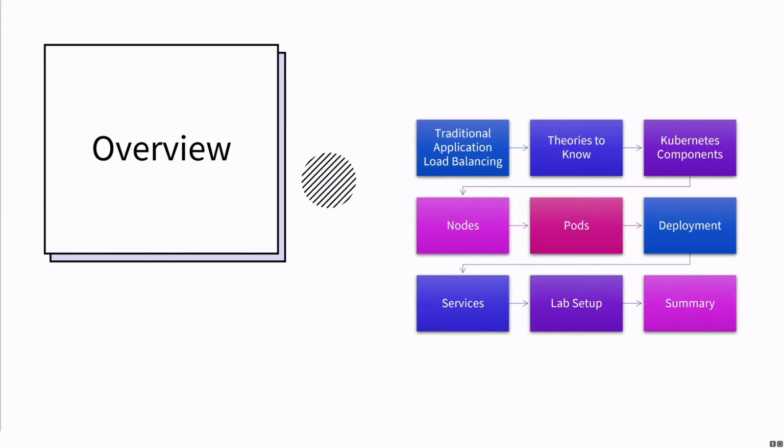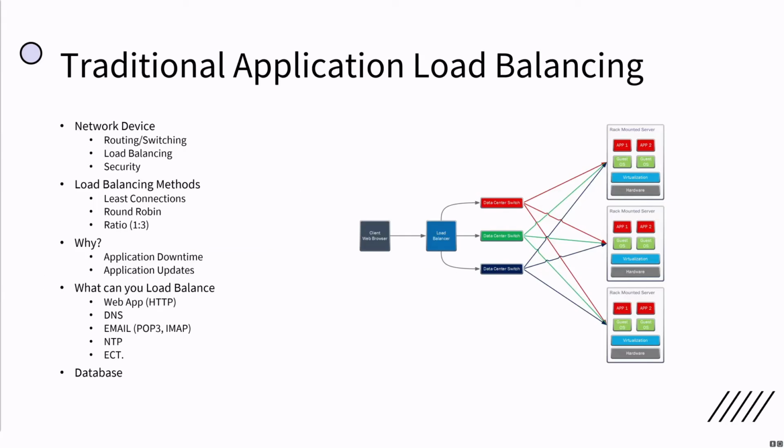So now let's look at traditional application load balancing and how we've been using it to deploy our apps. Here we have traditional application load balancing and a diagram of what that looks like. It consists of a couple things. One of the biggest that you may not be familiar with up to this point is the load balancer. So what is a load balancer?